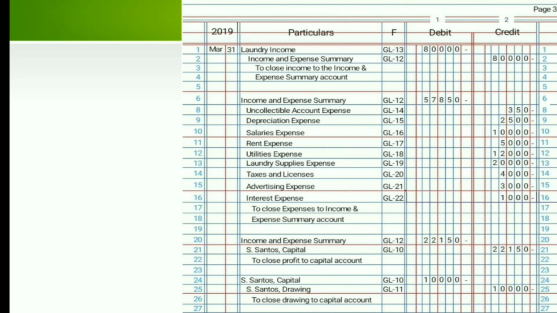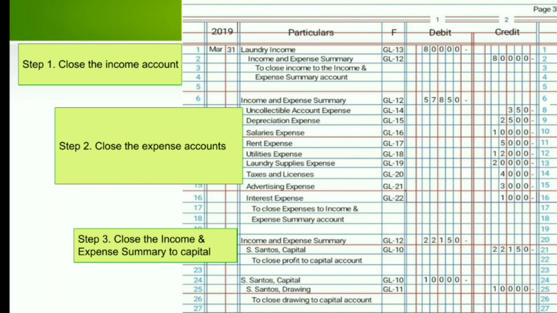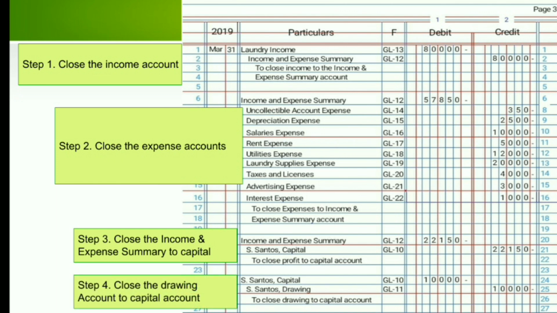The first closing entry refers to step number 1, in which we close the income account. The second closing entry refers to step number 2, in which we close the expense accounts. The closing entry number 3 refers to step number 3, in which we close the income and expense summary to the capital account. And lastly, the fourth closing entry is all about step number 4, in which we close the drawing account to the capital account.